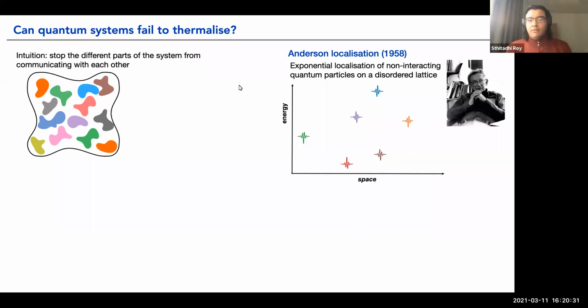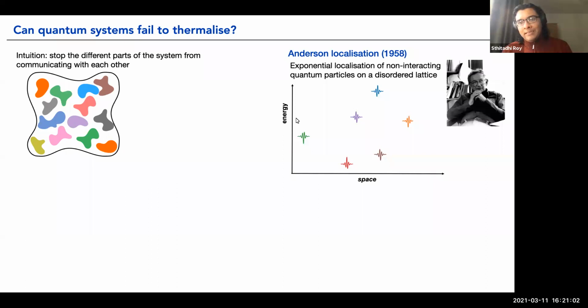Now, Anderson localization, as we all know, is now more than 60 years old. It tells us that non-interacting particles on a disordered lattice are exponentially localized, with virtually no correlations between the localization centers and the energies of the eigenstates. And this is indeed, I dare say, a trivial example of a quantum system which fails to thermalize.